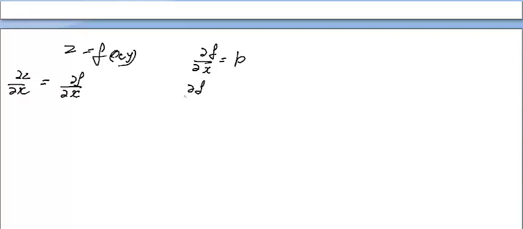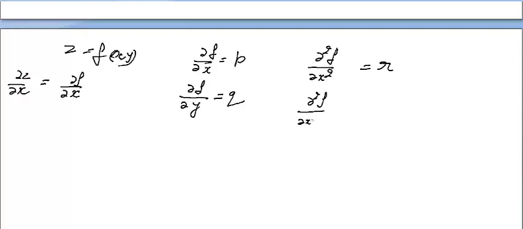So the partial derivative of f with respect to y will always be small q. And the double derivative of f with respect to x will always be represented as r, small r, not capital. For the double derivative of f with respect to x and y, you can take y also, because I told you they are equal. First you can take with respect to y, then with respect to x, or first with respect to x, then with respect to y. Both are equal. It will be represented as s. And the double derivative of f with respect to y will be represented as t.